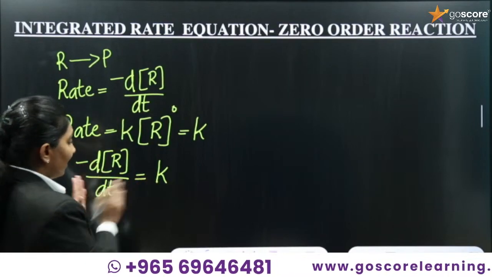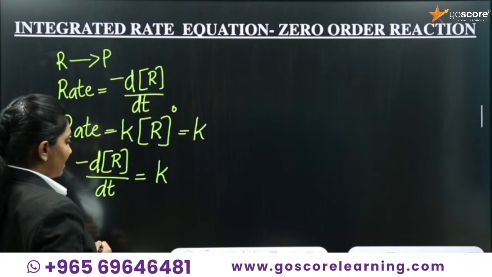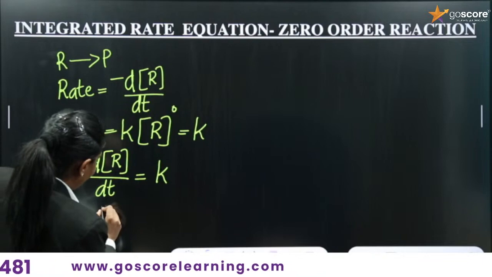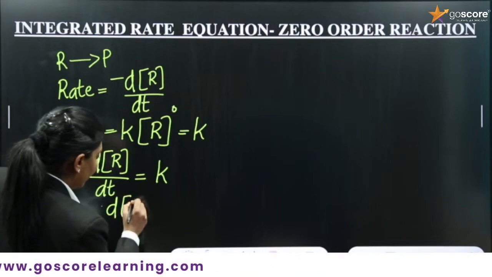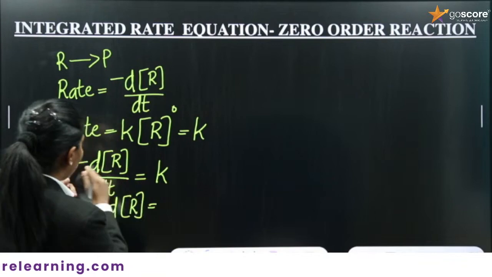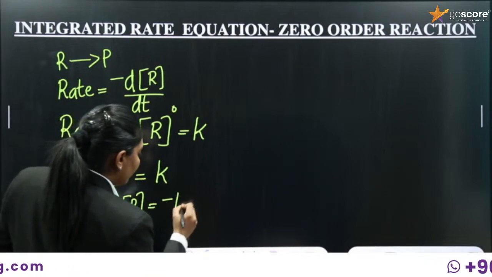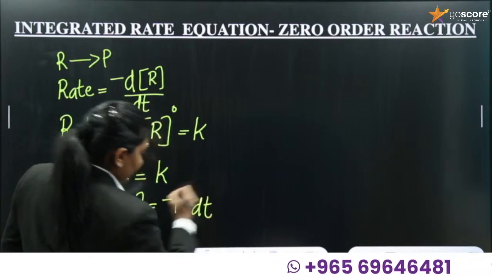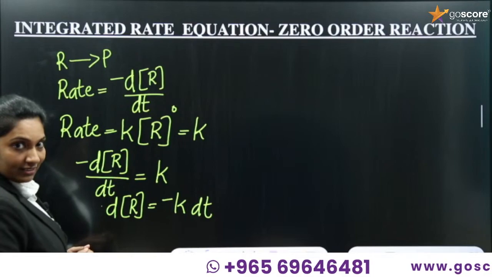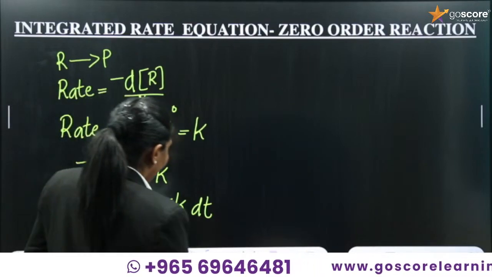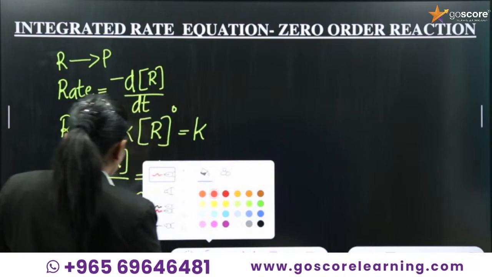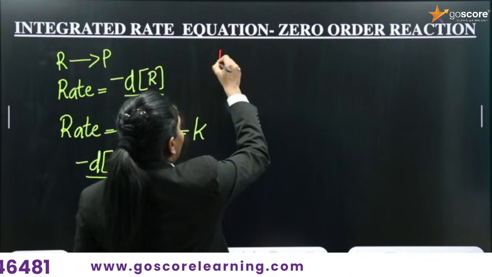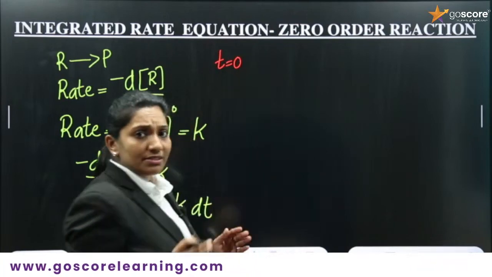So if I rearrange this, I am taking the negative sign and dt to the right side of the equal sign. Then how can I write it? dR is equal to minus K into dt, isn't it? I can rewrite it like this. Okay. So here we got the equation: dR is equal to minus K dt. When time t is equal to 0, what will be the concentration of reactant?